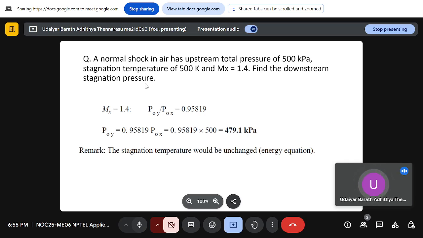At 1.4, P naught y by P naught x is 0.95819. So P naught y will be 0.95819 into the upstream pressure, which is 500. It comes out to be 479.1 kilopascal.